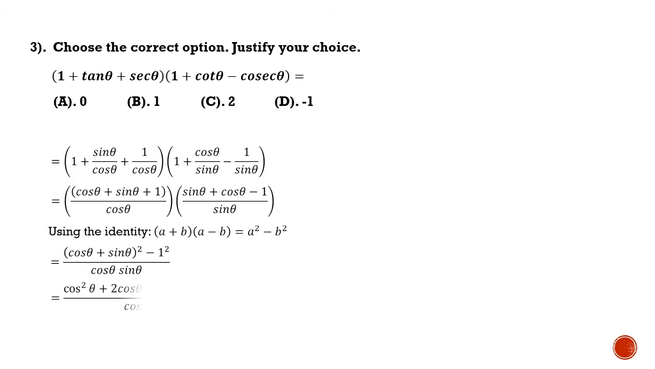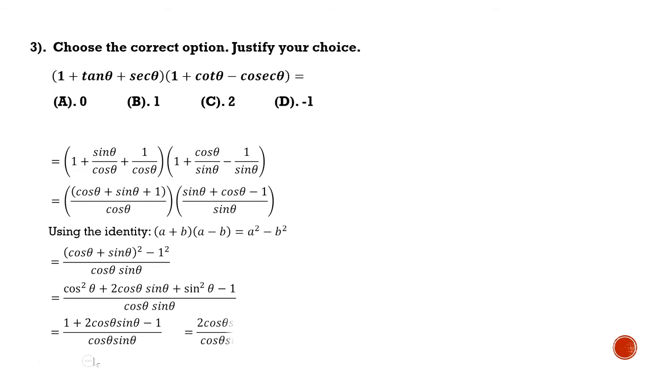Now once again, if we expand them using the identity a plus b whole square, this is what we'll be getting. If you see here, we are getting cos square theta plus sin square theta, and that is equal to 1. So I am replacing cos square plus sin square with 1. This term I'm writing as it is, and minus 1 we already have, and the denominator is unchanged throughout. Let us simplify it. The 1 will be eliminated, so we are left with only 2 cos theta sin theta divided by cos theta sin theta.